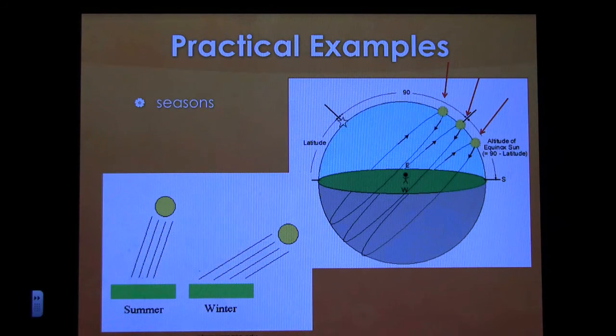The smaller the angle with the vertical, the more direct the rays are, as in summer, and delta Q over delta T, or the rate of radiation, is higher. So Earth heats well. The larger the angle with the vertical, as in winter, the less direct the rays are, and delta Q over delta T, or rate of radiation, is going to be lower. So the Earth doesn't heat well in the winter.